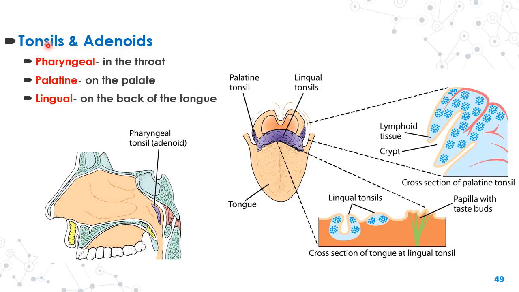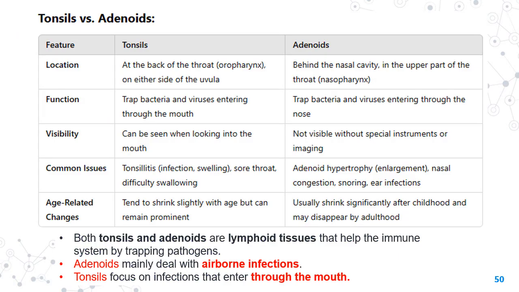Now the tonsils are mainly going to trap stuff that you're putting through your mouth. And it could also be the air, right? Sometimes you breathe through your mouth too. So I put this slide here to differentiate the tonsils from the adenoids. You can read on your own and see their functions. Adenoids are going to be catching airborne pathogens, and tonsils are going to be catching whatever pathogen comes through your mouth.